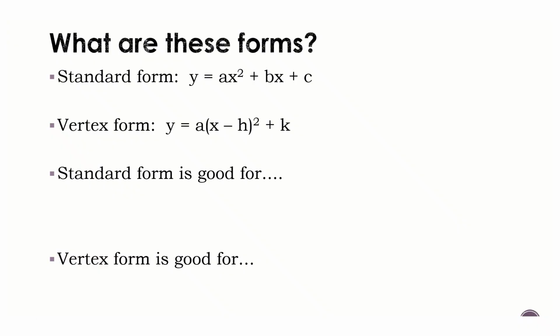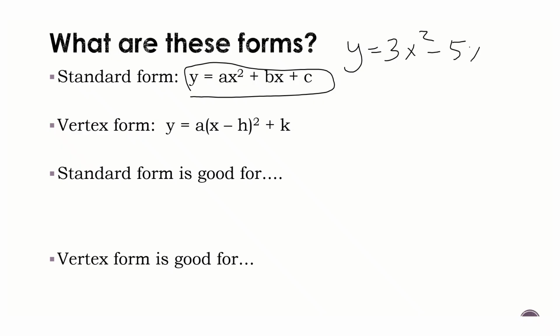Standard form is this form here, where you have your ax squared plus bx plus c. So an example of something in standard form might be this, like 3x squared minus 5x plus 2. That would be an example of a quadratic in standard form.